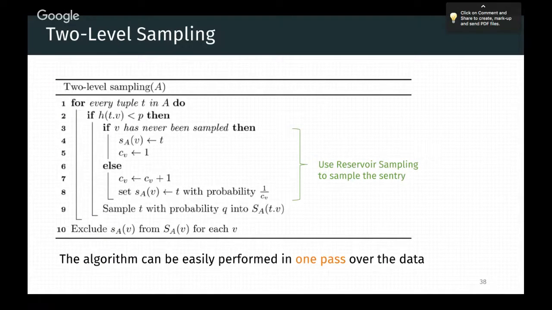The algorithm can be easily performed in one pass over the data because we can use reservoir sampling to sample the sentry in one pass over the data. And apparently Bernoulli sampling can be performed in one pass.